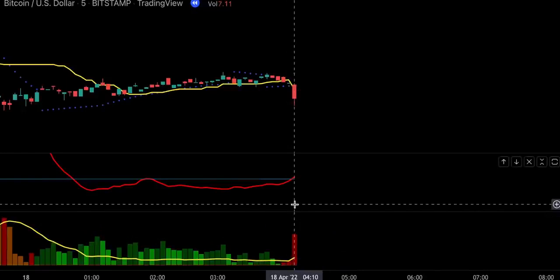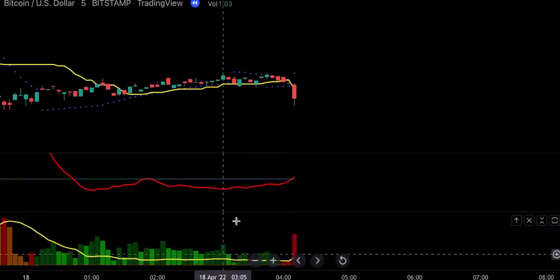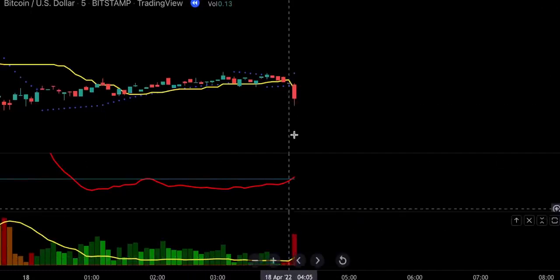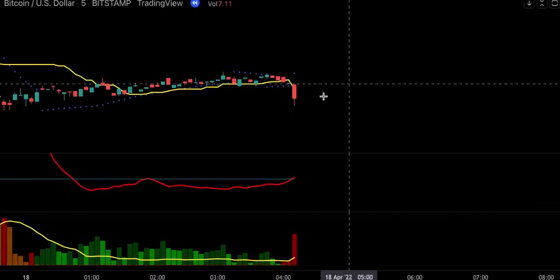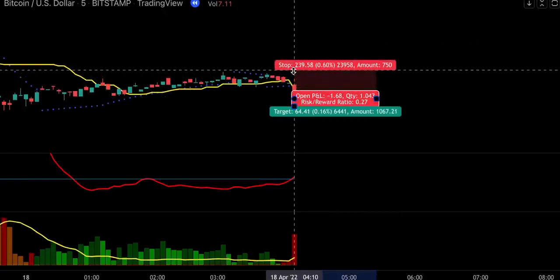So the histogram has to be colored in either orange or red color, and it has to break through this yellow moving average. And once we have these three conditions met, we're going to take a short position, set our stop loss at the recent swing high.